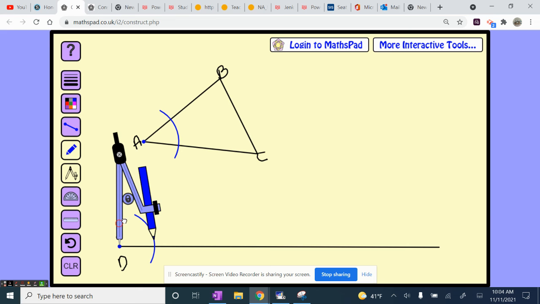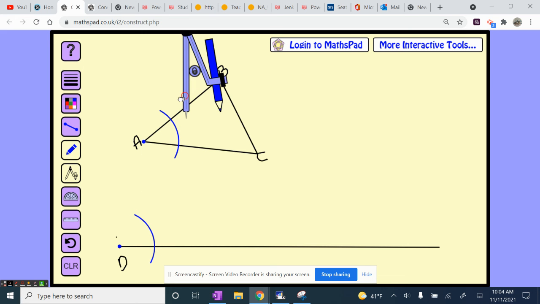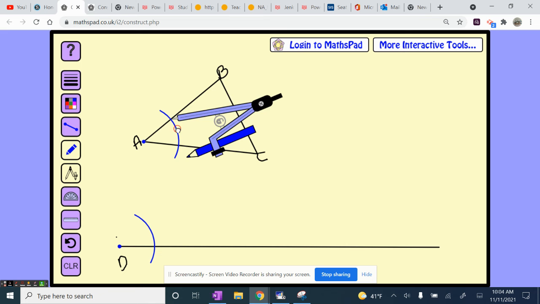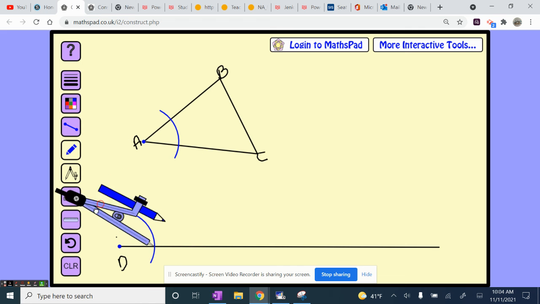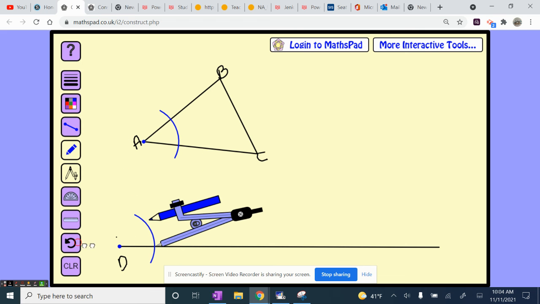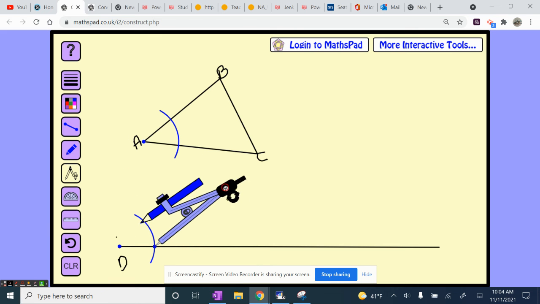Now, the next thing I'm going to do is measure the opening of this arc right here that I made at angle A. So I'm going to unlock my compass, move it, and then lock it. Okay? Now I'm going to take that needle and put it right down here where it intersected the arc and the ray. Then I'm going to come here, and then come here, and make an arc just like that.